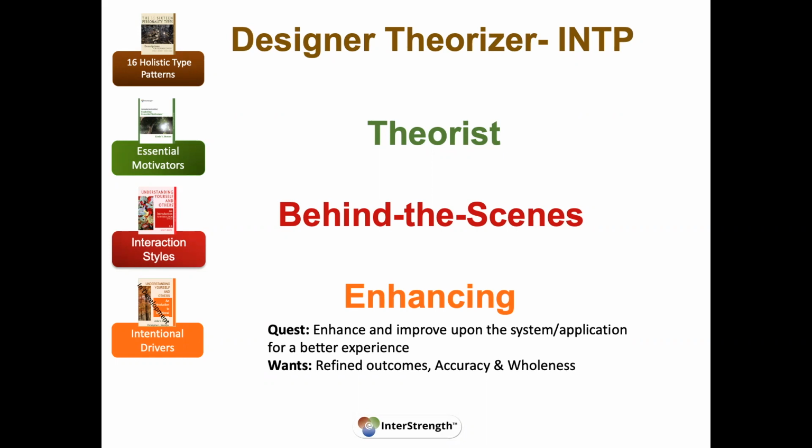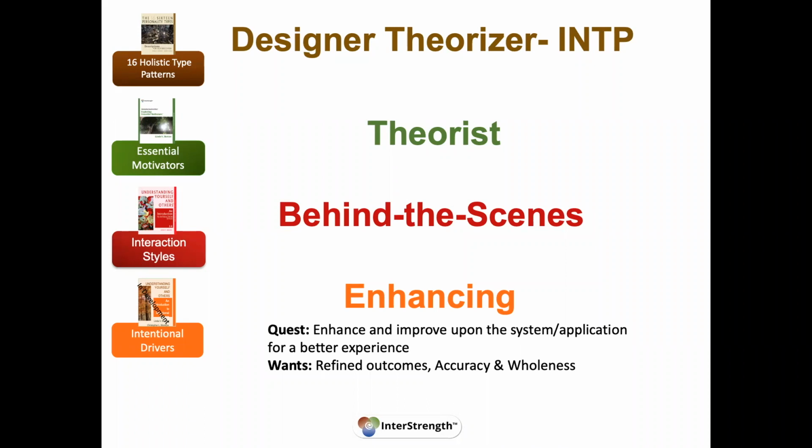In a way, it might be fixing things that don't seem broken, or that there's kind of this need to really enhance it, make it a little better. All kinds of ways that could happen for the designer theorizer. It might be in the form of purifying the models and frameworks that they're likely to use. And what they want is refined outcomes. They want accuracy and wholeness. So this enhancing is all about getting these refined outcomes in service of accuracy and wholeness.